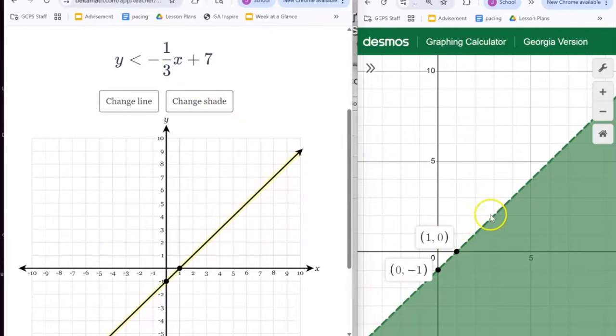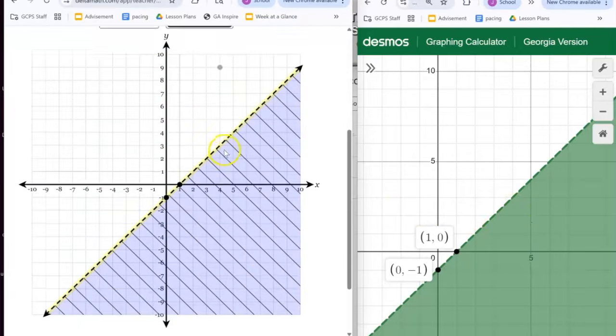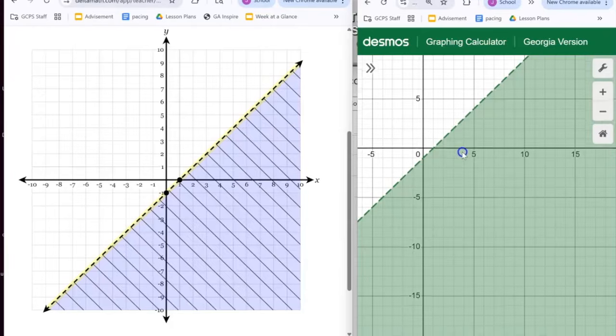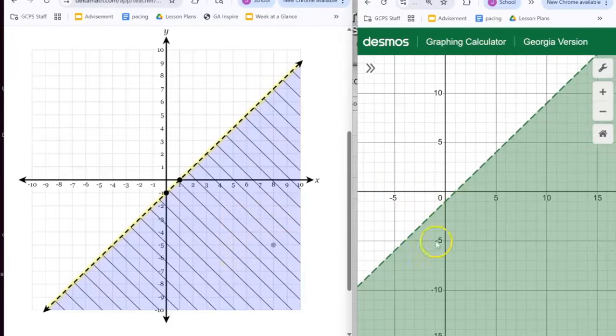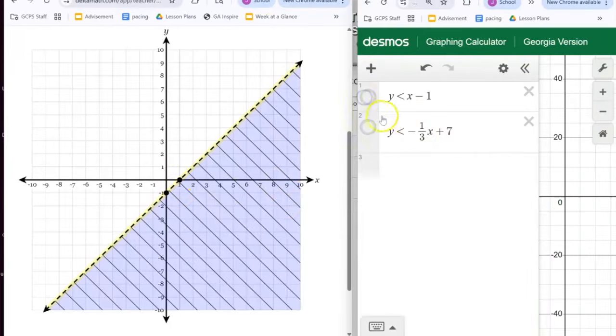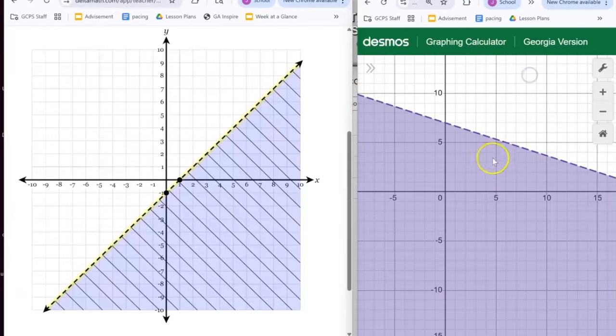Now I'm going to change the line. This is a dotted line, so I'm going to change the line to dotted. Which side is shaded? That's what I need to shade. All right, I'm going to zoom out and look to see, does this look like what I want? Yes, so you can see this little triangle right here. So this is good. All right, my second line, so I'm going to hide this one and show that one.